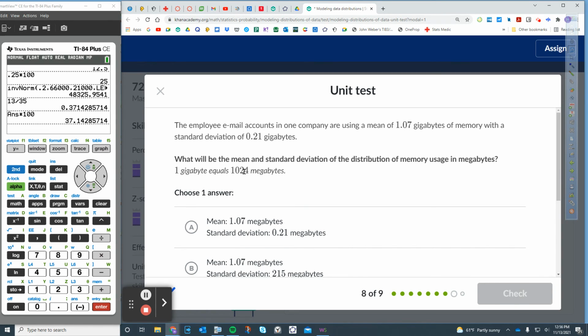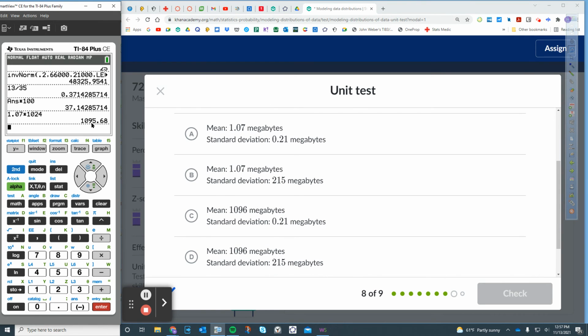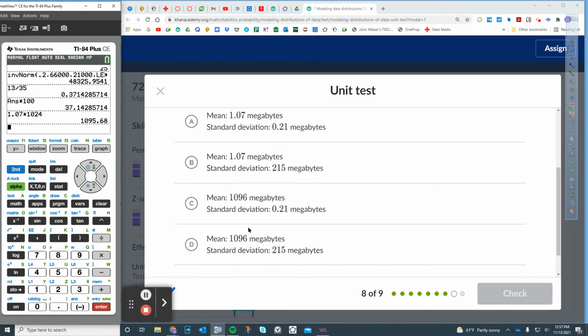1024. Okay, so you take 1.07, because that's the mean, 1.07 gigabytes, and you multiply that by how many megabytes? 1024, because 1 gigabyte equals 1024 megabytes. So you need to take how many gigabytes, multiply by this to get how many megabytes. So how many megabytes? It is about 1096. So we have option C or option D.